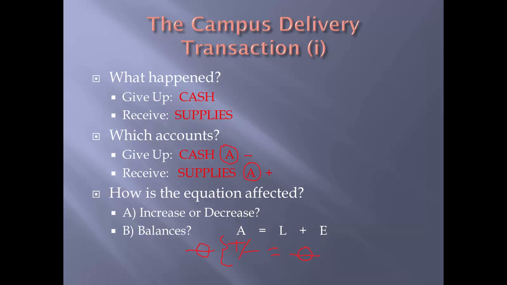Here's transaction I, and we paid out cash and we received supplies. Which accounts are we going to use? We're going to use cash for cash, and that's an asset. And for supplies, we have an account called supplies, and that's an asset as well. We own the supplies.